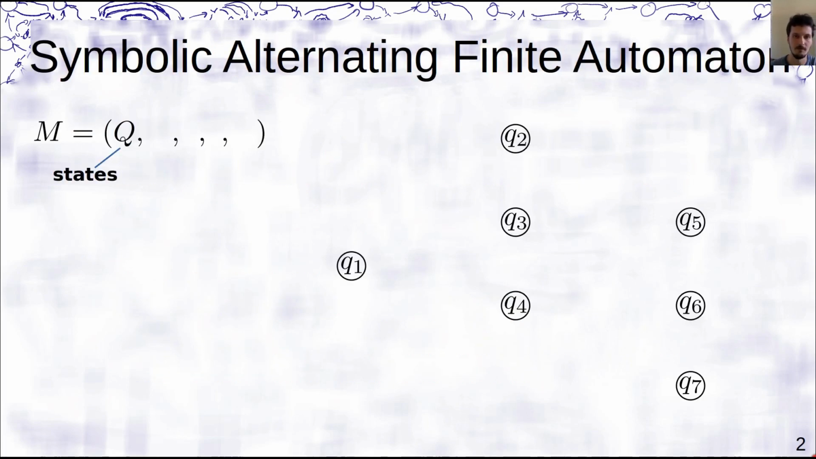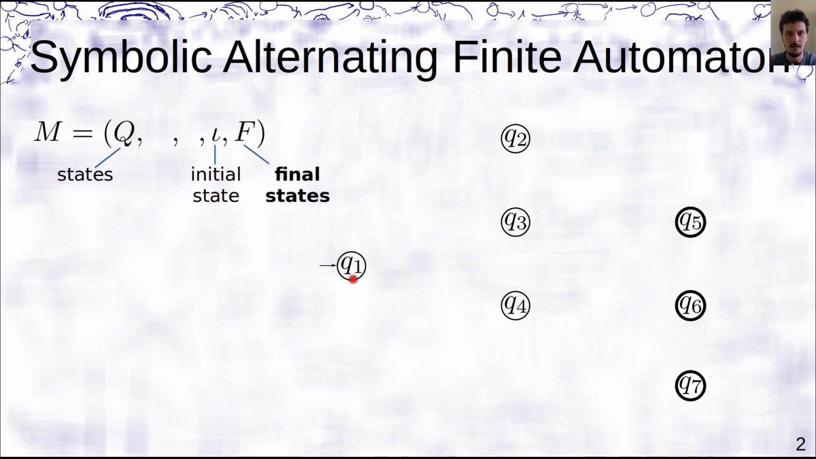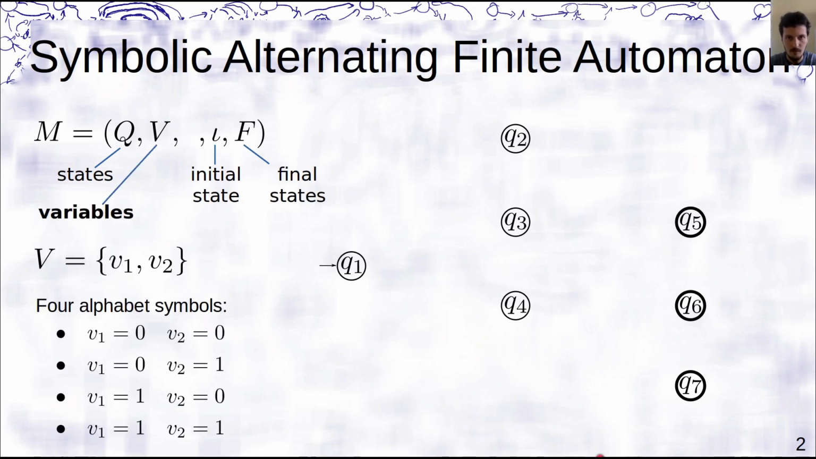Let's introduce them. An automaton has a set of states. One is marked as initial and some are marked as final. There's a set of symbolic Boolean variables. The symbols of input words will be evaluations of these variables. Here we have two variables, v1 and v2. So an input word contains one of their four valuations at each position.